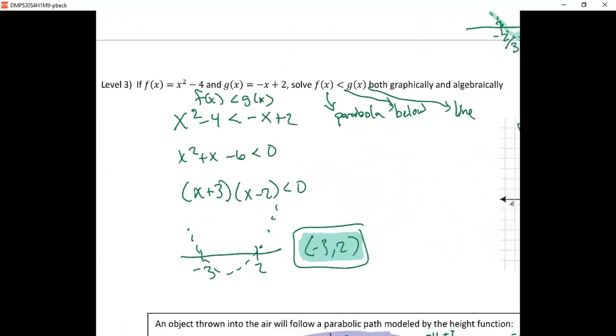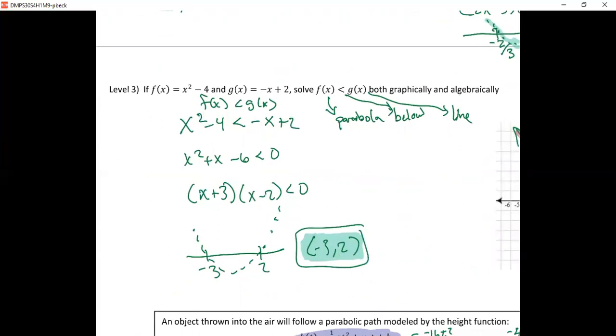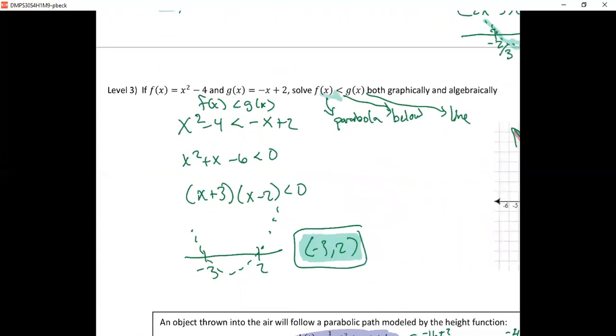On to this problem. I have a parabola and I have a line, and I want to know where f of x is less than g of x. I can do this algebraically. I could plug in f, plug in g, bring everything to one side, factor, and I want to know where this is less than 0.